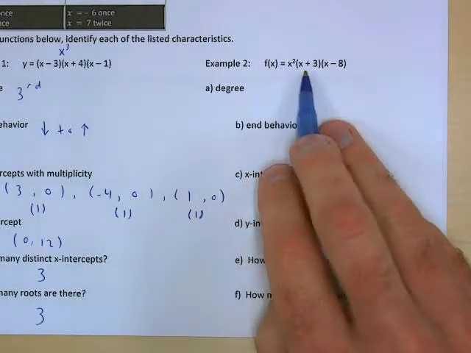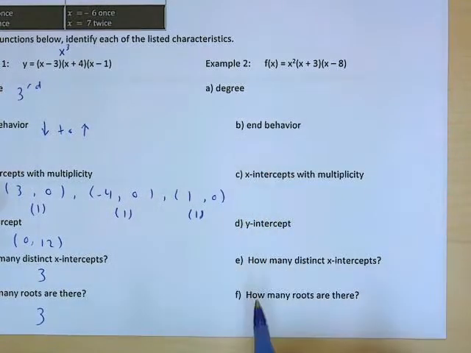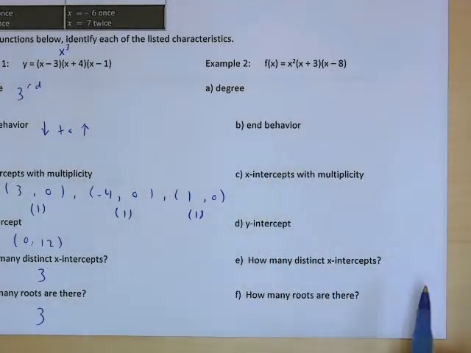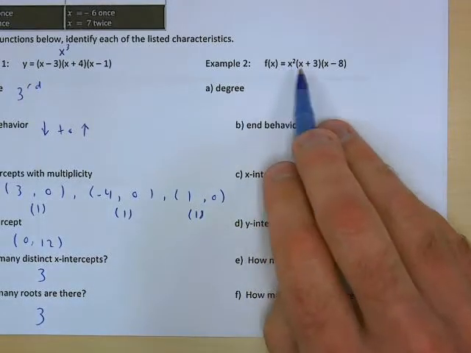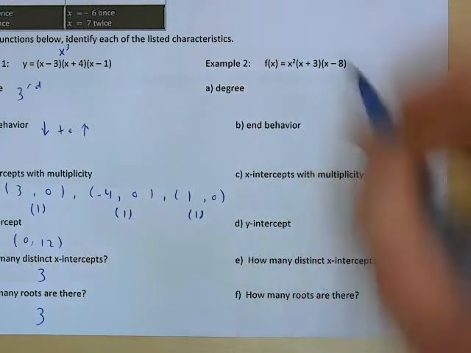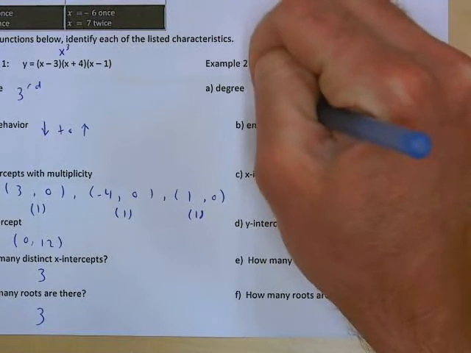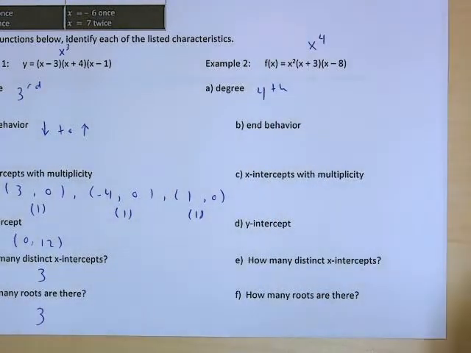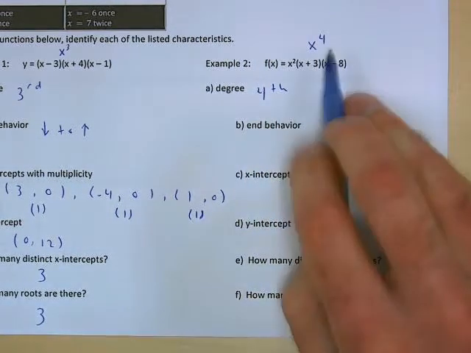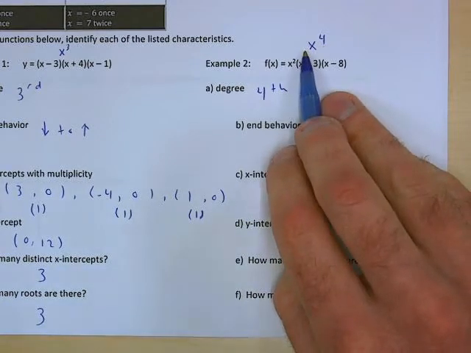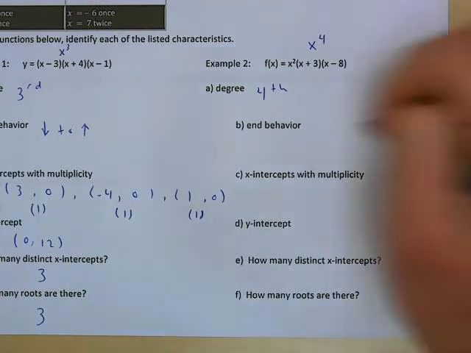We've got x squared times (x plus 3) times (x minus 8). So what degree would this be? If I multiplied all the stuff out, what would my first term be? Well, x squared times x gives me x to the third, times x would give me 1x to the fourth. Okay, so then it's a 4th degree polynomial. What would the end behavior be? Okay, so my exponent is even, so we want to think like a parabola with a positive coefficient would be opening up, which means our end behavior is high to high.